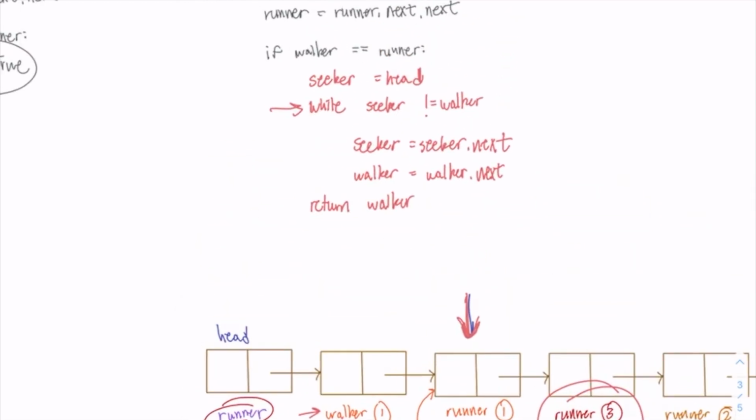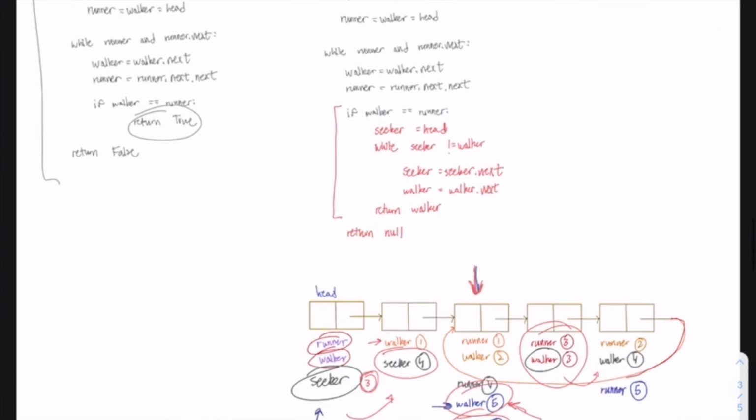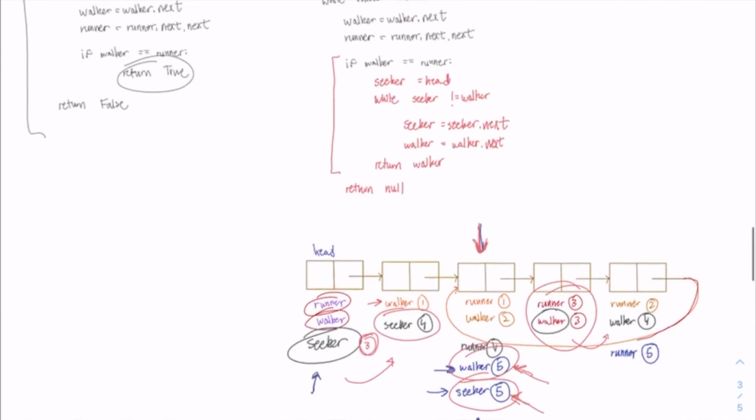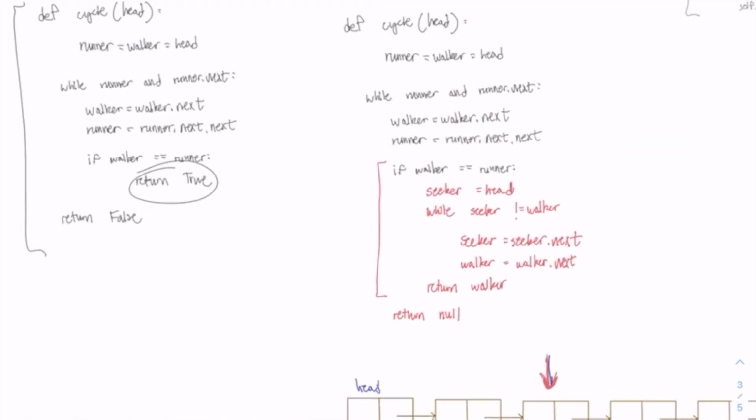And that's pretty much all you have to do to show that walker exists. And the final step is to return null if this statement is not true, or in other words, if there's no cycle, like so. Return null. And that's pretty much it.